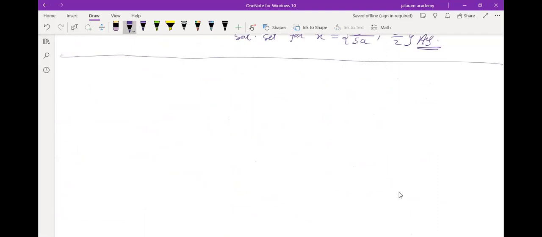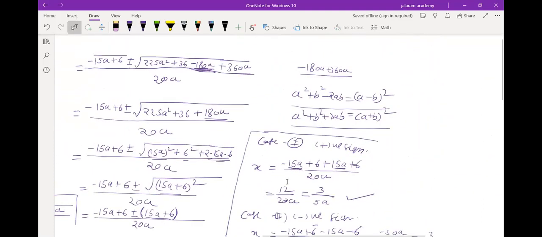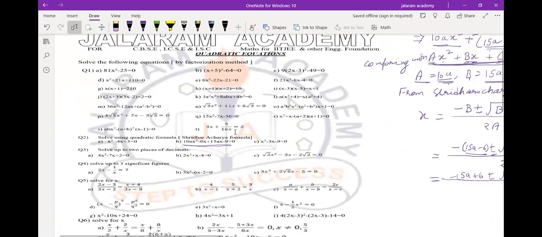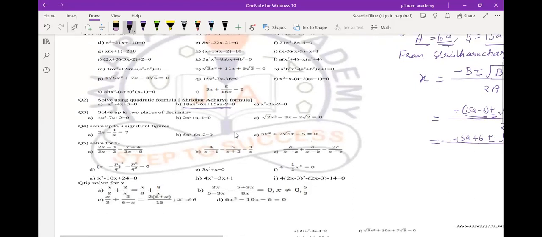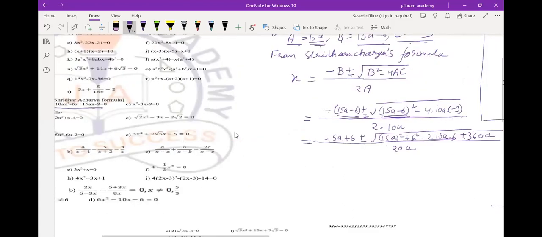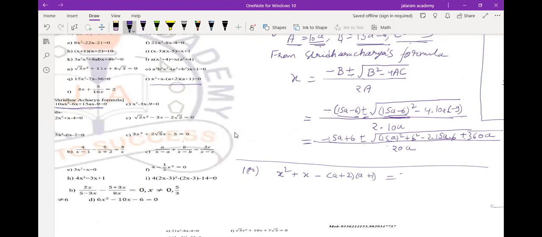1r and 1s. 1r, x square plus x minus a plus 2 into a plus 1 equals to 0. Okay. Question number 1r, we have to find the factors of x square plus x minus a plus 2 into a plus 1 equals to 0.